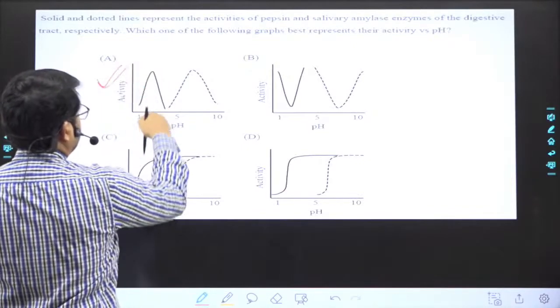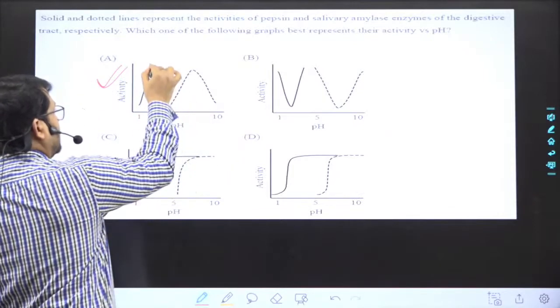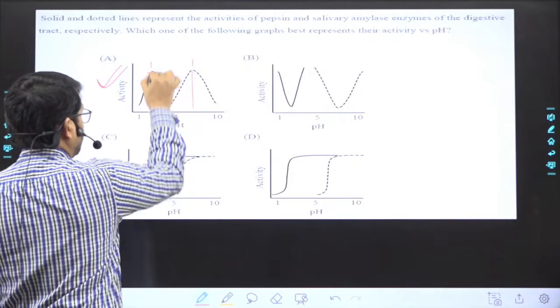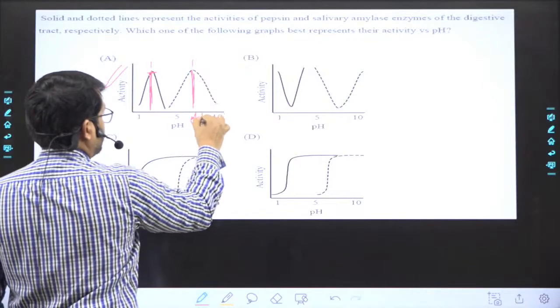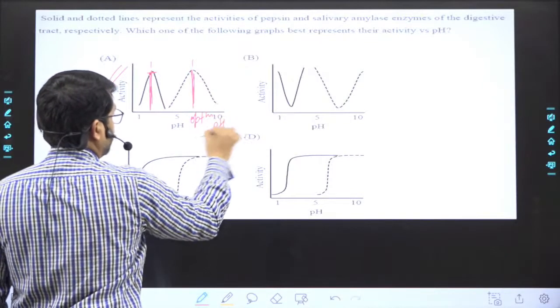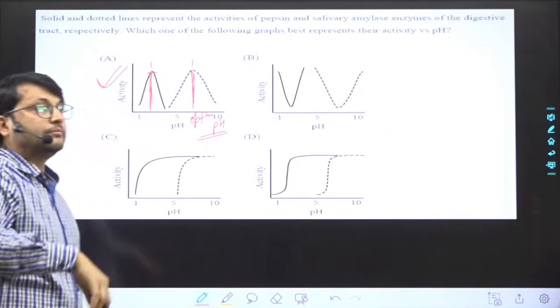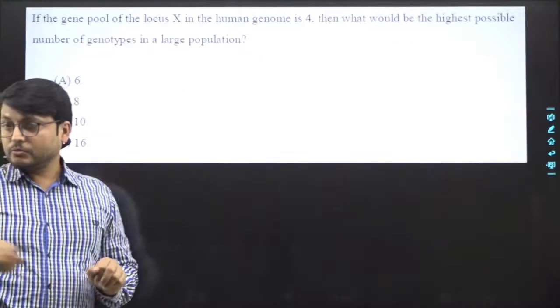As you increase or decrease the pH, the activity is lost, and at a particular pH, see this pH, the activity is maximum. This pH is known as optimum pH of that enzyme. Okay, great. Let's move to the next question.